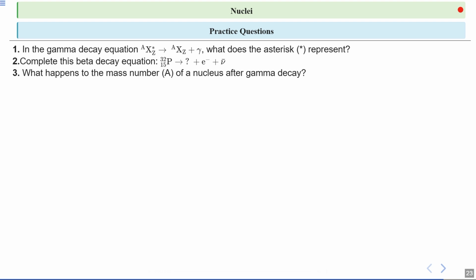Next, let's consider what happens to the mass number, which is A, during gamma decay. Gamma decay is unique because the nucleus only loses energy by emitting a gamma photon, but the number of protons and neutrons stays the same.